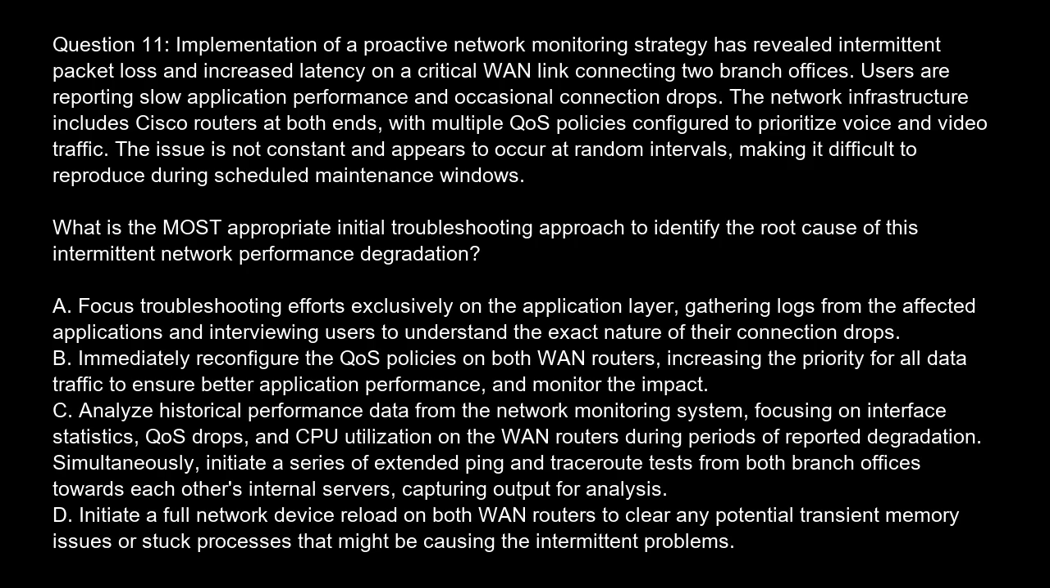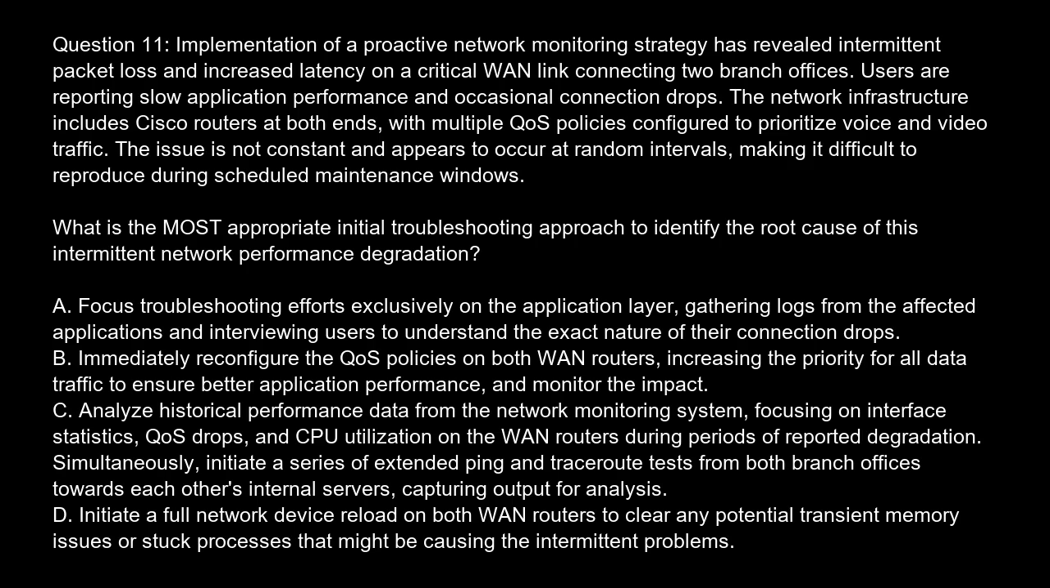Option A. Focus troubleshooting efforts exclusively on the application layer, gathering logs from the affected applications and interviewing users to understand the exact nature of their connection drops. Option B. Immediately reconfigure the CoS policies on both WAN routers, increasing the priority for all data traffic to ensure better application performance, and monitor the impact.